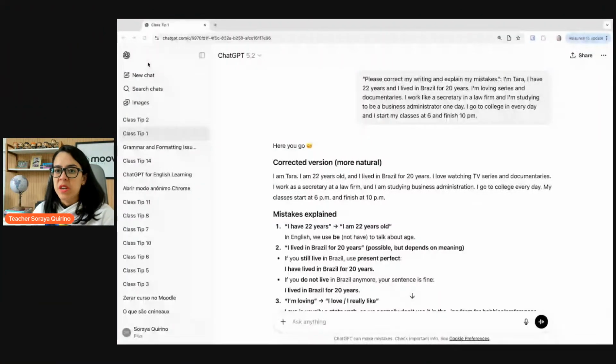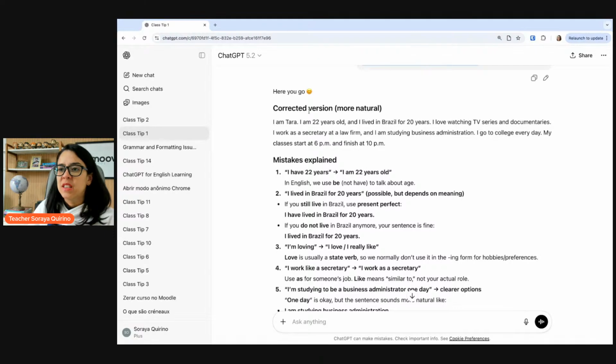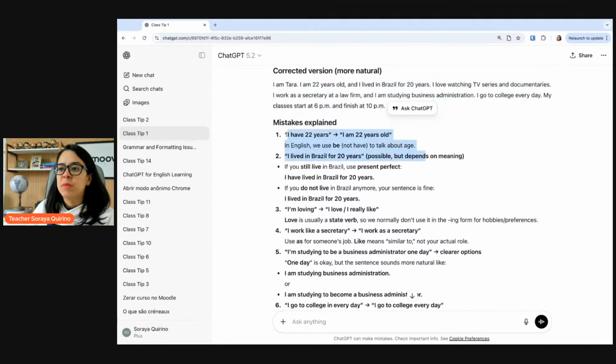Okay. So here's ChatGPT, and I copied and pasted my prompt here, and I wrote a simple text with some mistakes. So I'm Tara, I have 22 years old, and I lived in Brazil for 20 years. So there are some mistakes, and ChatGPT corrected the text for me, and it explained the mistakes here.